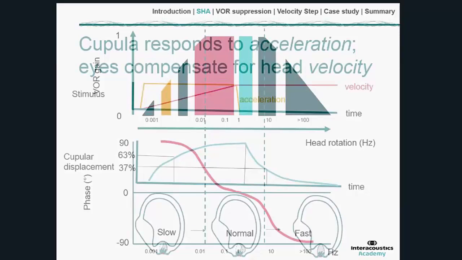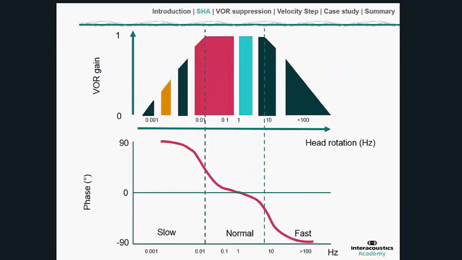And now what I'm displaying on this slide, again just to clarify, an attempt to explain the phase lead, is the quite commonly seen Bode plot showing the pendulum model of the VOR. So I'll draw your attention to the bottom half of the trace right here. What this shows is that on the x-axis we have the speed of the head rotation, and on the y-axis we have the phase.